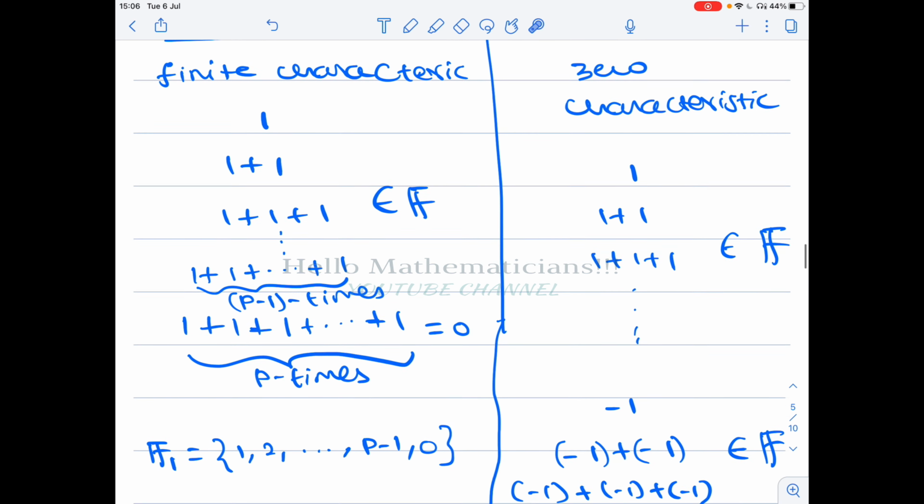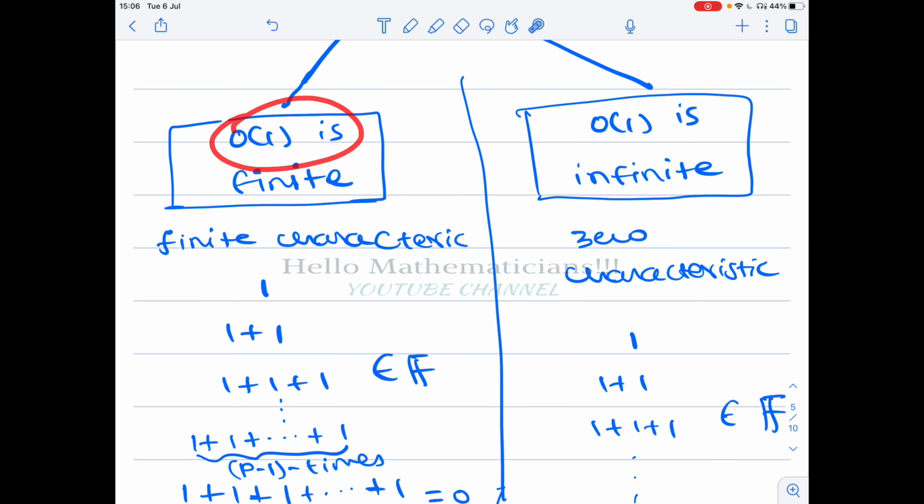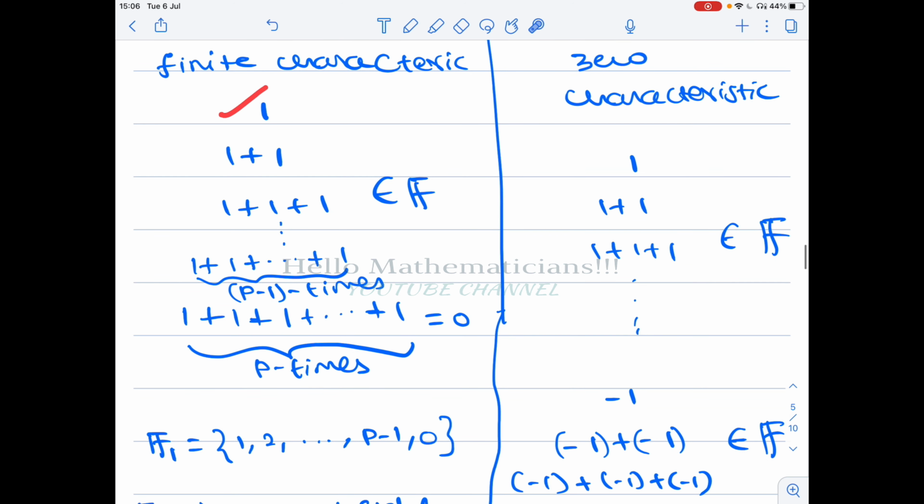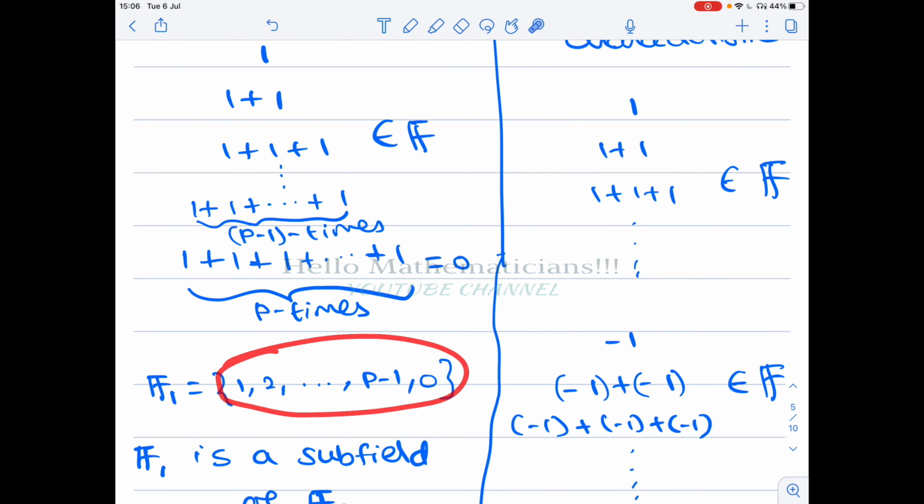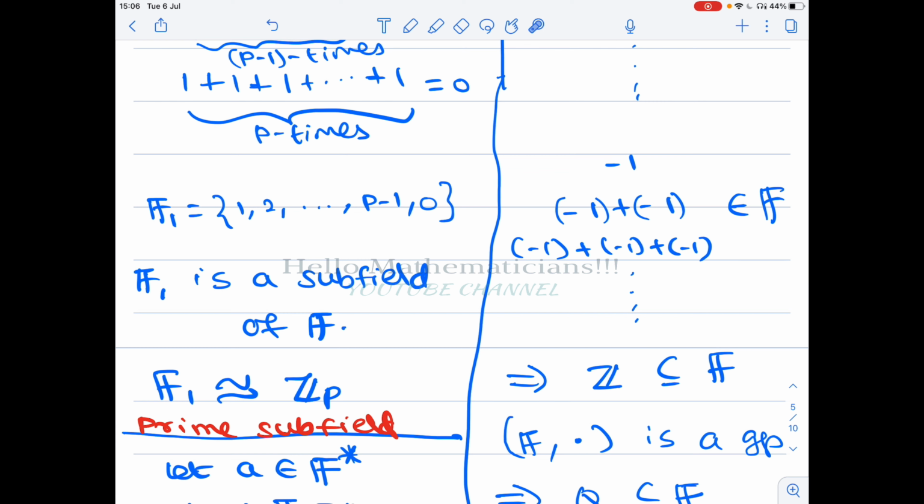So what we have proved is, if the order of 1 is finite, then 1, 1 plus 1, 1 plus 1 plus 1, etc., will give us these p elements, and these p elements form a subfield. Therefore, if the characteristic of a field f is finite, and it is equal to a prime number p, then inside f you can find a subfield isomorphic to Zp. So if the characteristic is a prime number, then Zp will be a subfield. This is called a prime subfield.